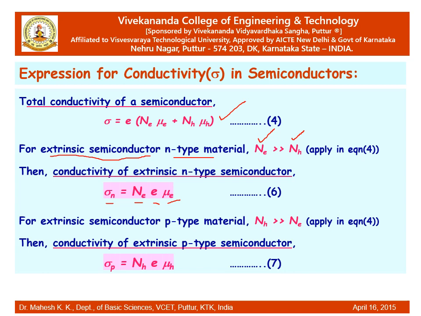Okay, and for extrinsic semiconductors of P-type material, we have N_h greater than N_e, or the number of holes is greater than the number of electrons. Apply that to equation 4. We have it similar to above: sigma_p is equal to N_h e mu_h. Okay, that is the expression for conductivity of N-type and P-type semiconductors.